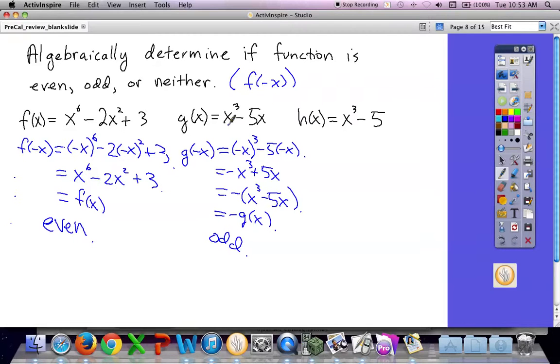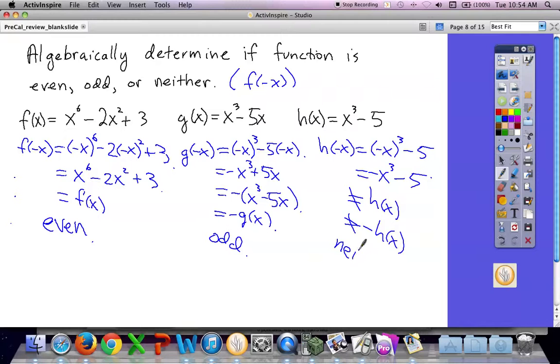Take for example the next one. We go h of negative x equals negative x to the 3rd minus 5. As we already said, if you take a negative x to the 3rd power, it's negative x to the 3rd, and it's minus 5. So in that case, it's not equal to h of x, it's not equal to negative h of x, so it's neither. You really need that step to show that the previous one definitely equaled the negative. Maybe you could say this does not equal h of x, and it does not equal negative h of x. So it is neither.